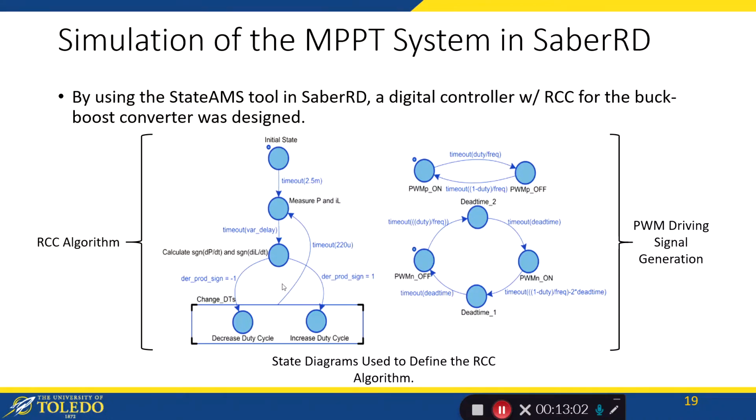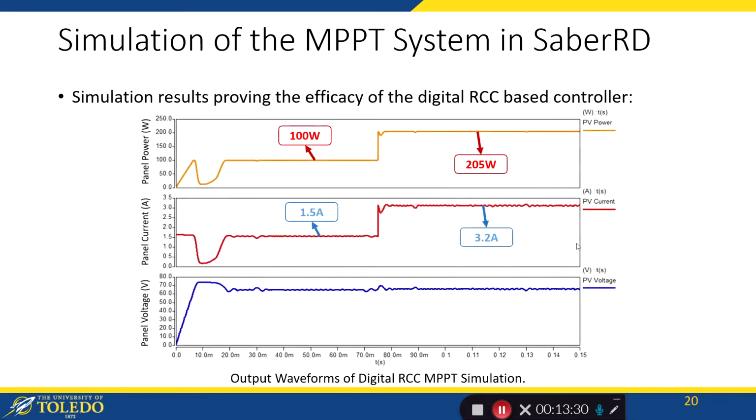On the right here we have the PWM driving signal generation, which continuously drives the 4 switches in the converter, and the duty ratio of this driving signal is dependent on the RCC loop on the left here, which keeps on running iteratively and finds out the duty ratio at which it can converge to the maximum power point. We see the output curves of the converter.